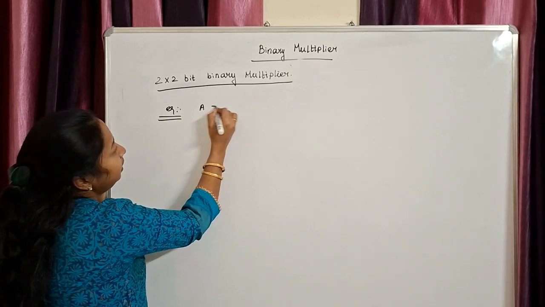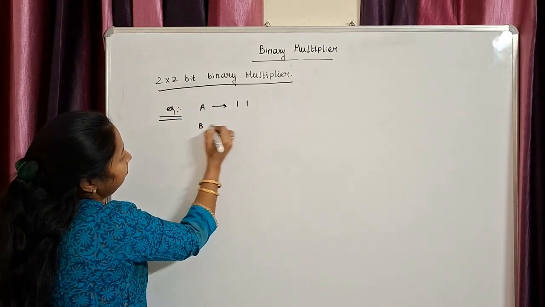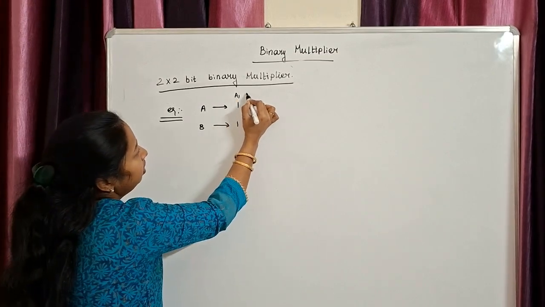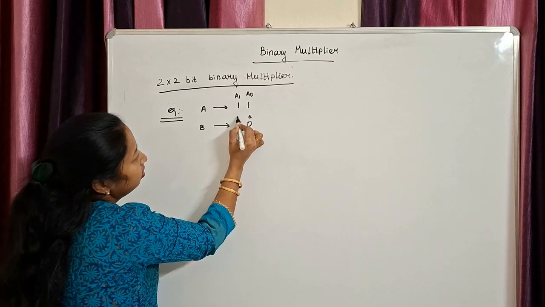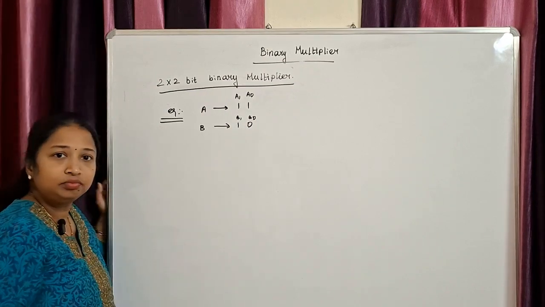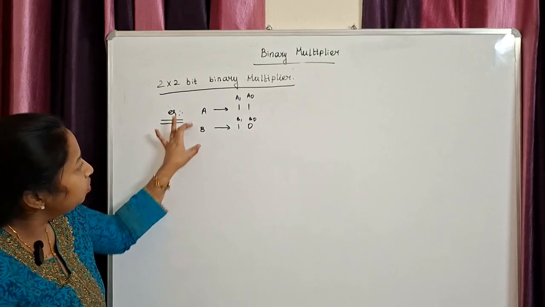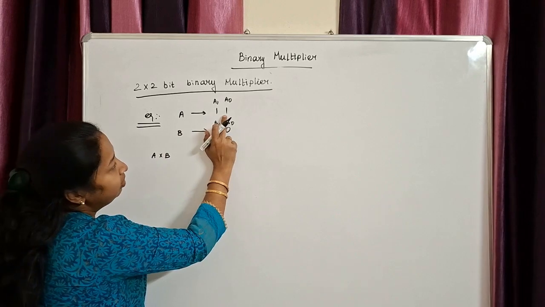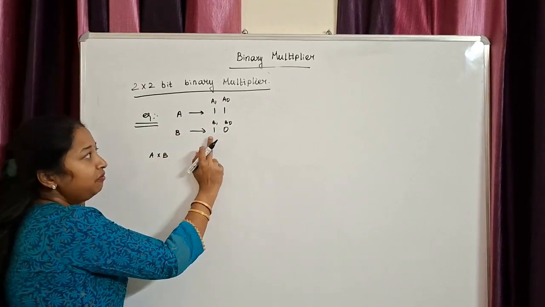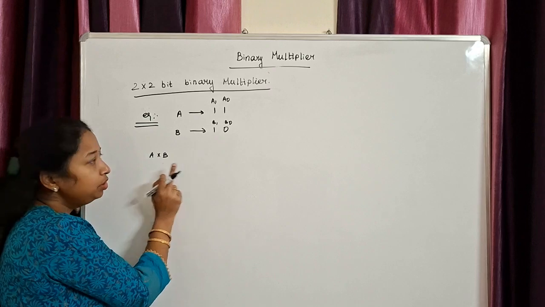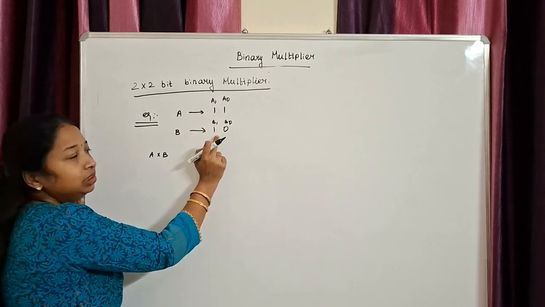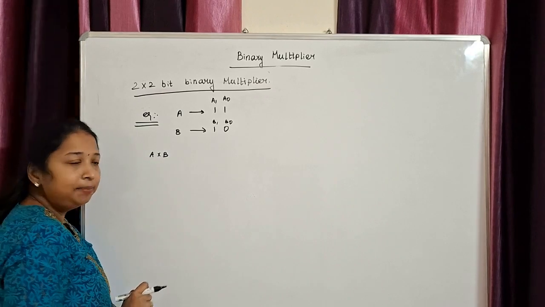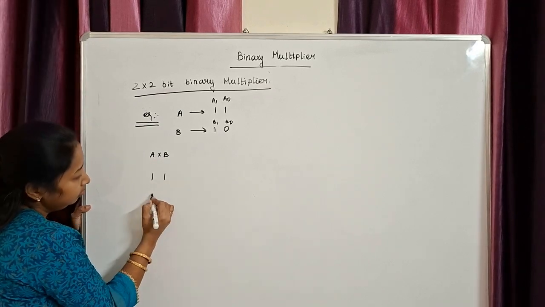Let's take two numbers, let A be 1, 1 and let B be 1 and 0. Fine, let this be A1, A0, B1, B0. Clear? Now, we are going to do a multiplication of A and B. For A, see how many bits we have got? We have got 2 bits. And for B, we have got 2 bits. What does it mean? We are going to do a multiplication of 2 bits with these 2 bits. That is why it is called 2 by 2 bit binary multiplier. Is it clear? Now, do the multiplication.